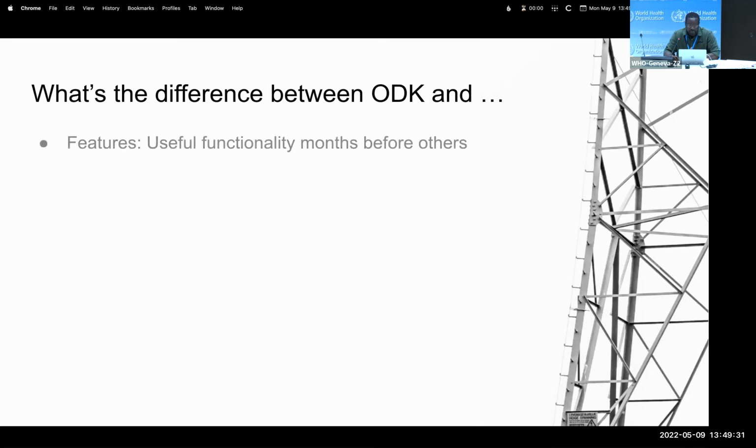The first is features. With ODK, we are trying to be the vanguard and the tip of the spear, as it were, as far as data collection features. And so you get unique and new functionality in ODK months before it appears elsewhere. In fact, one of the features I'm going to show you in a little bit is this select from facility, select from map feature.